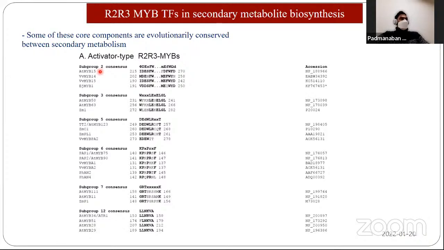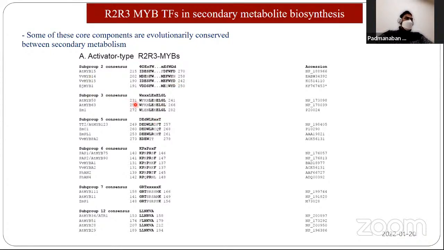And as I said, some of these core components are evolutionarily conserved throughout the plant species across different secondary metabolism. So the subgroup 2 consensus sequences are the amino acid sequences you have to look for when you find an R2R3 MYB transcription factor. If you find an R2R3 MYB transcription factor containing this particular subgroup sequence, then you can label it to a particular secondary metabolic pathway. Then you can start to work on the activities or the effect of these transcription factors. So that is the takeaway from this slide.